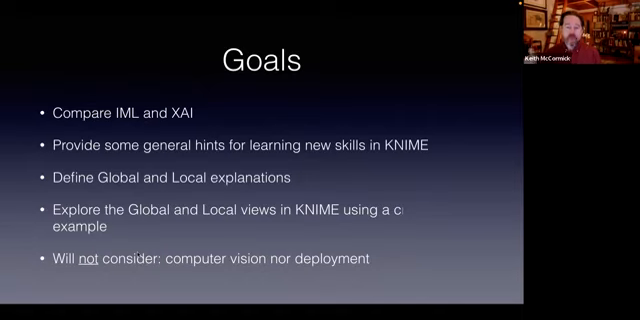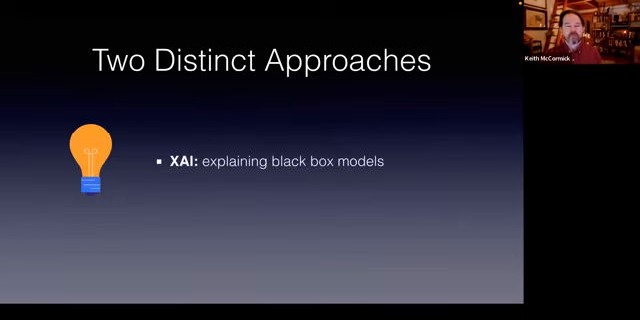So the key points again are going to be: what's this interpretable machine learning, explainable AI distinction? And then what's this global local distinction? And then taking that global local distinction into the demo.